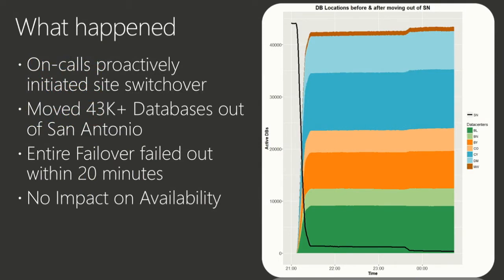The black line is the number of databases in San Antonio before we made that decision. And you can see it drops off rapidly. The solid filled lines are where those databases ended up in the rest of North America. So we moved 43,000 databases out of San Antonio in under 20 minutes with no impact to our monthly availability. I think that's pretty impressive.